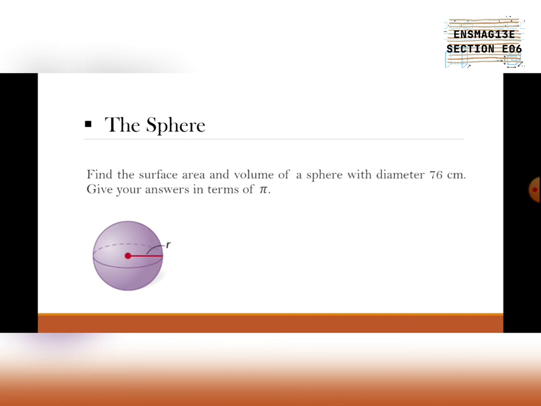Let us take this one as an example. Find the surface area and the volume of a sphere with a diameter of 76 centimeters. Give your answers in terms of pi.